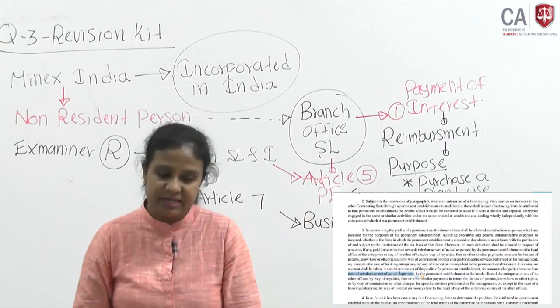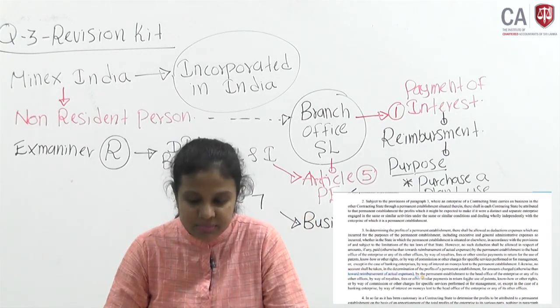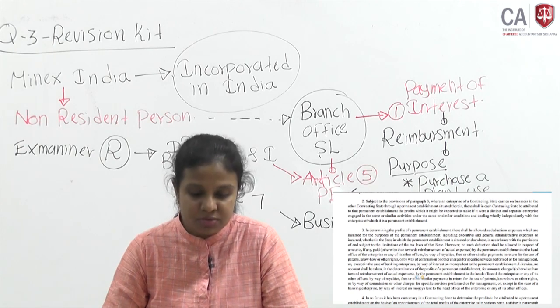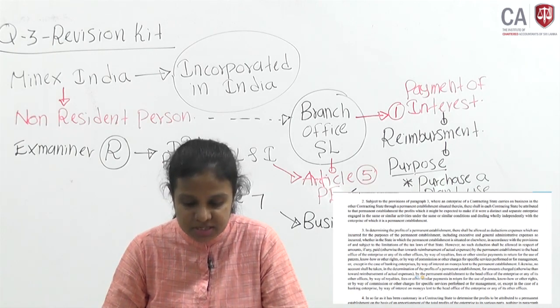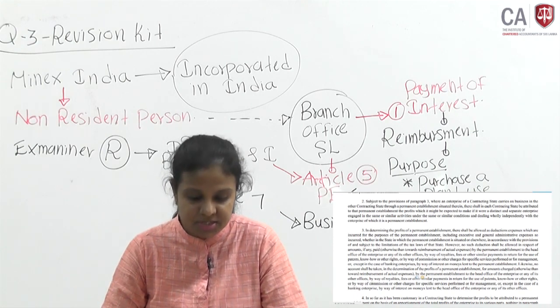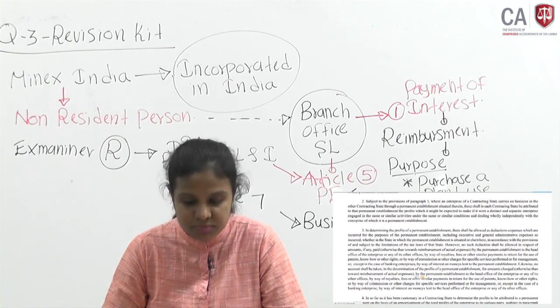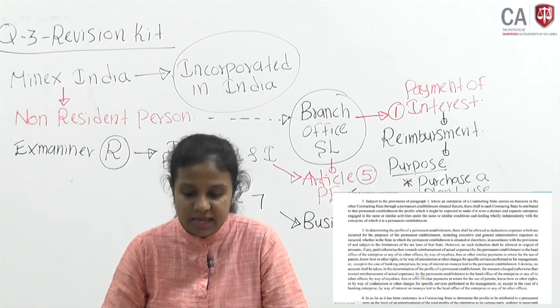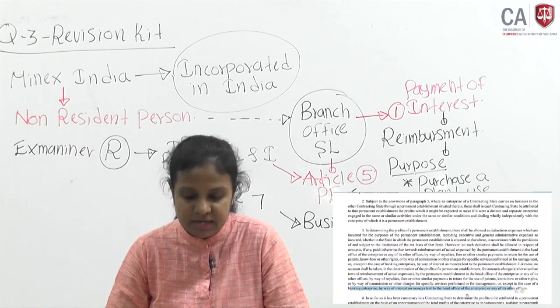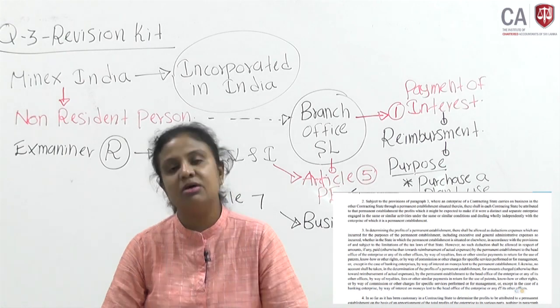Reimbursement of actual expenditure can be deductible by the permanent establishment to the head office of the enterprise or any of its other offices by way of royalty, fees or other similar payments in return for the patent, know-how or other rights, or by way of commission or other charges for specific services performed or for management, except in the case of the banking enterprise, by way of interest on money lent to the head office of the enterprise or any of its other offices.